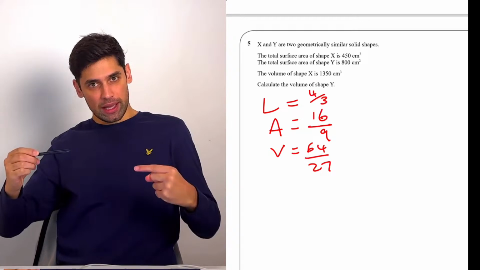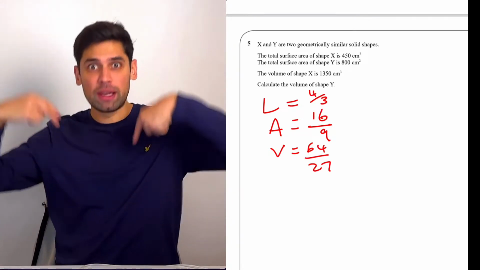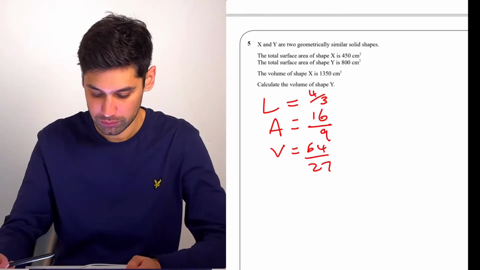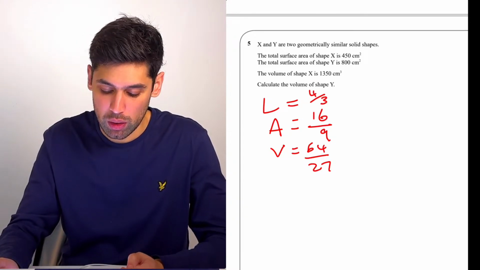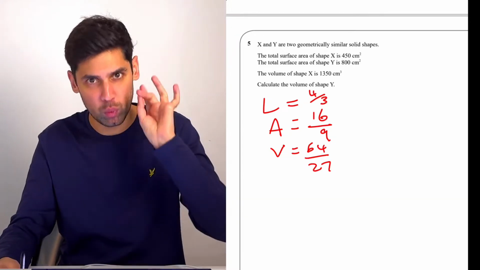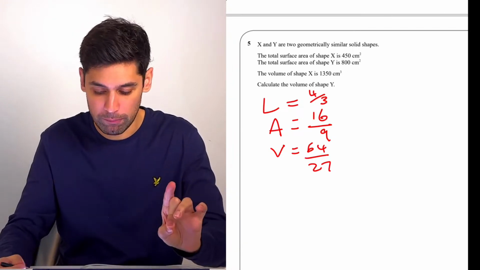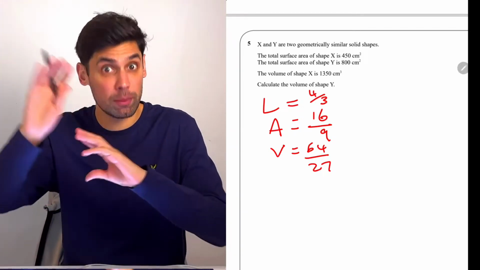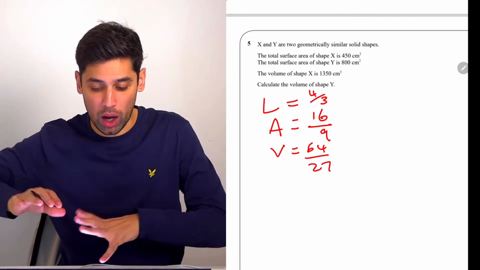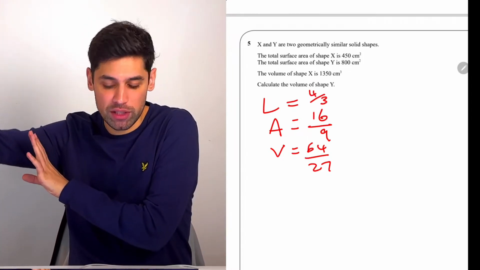Square root the area to get the length, and then cube the length to get the volume scale factor. Then it's saying the volume of shape X is 1350. Calculate the volume of shape Y. So let's just clarify, which shape is going to be bigger here, X or Y? They're saying here, surface area of X is 450, surface area of Y is 800. So Y is the bigger one. So our answer has to be bigger than 1350.